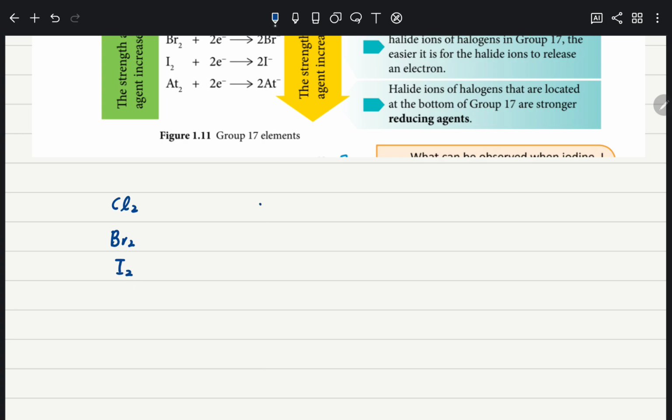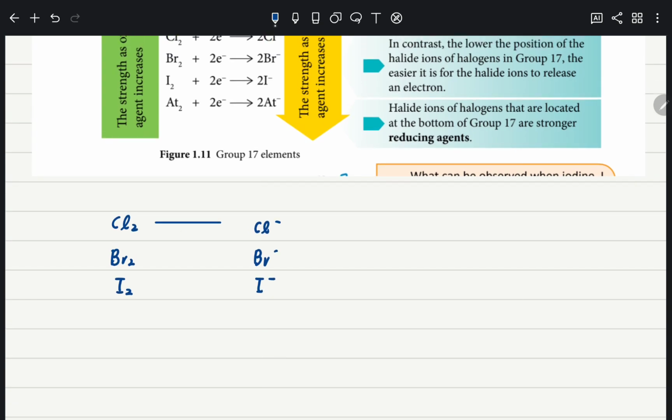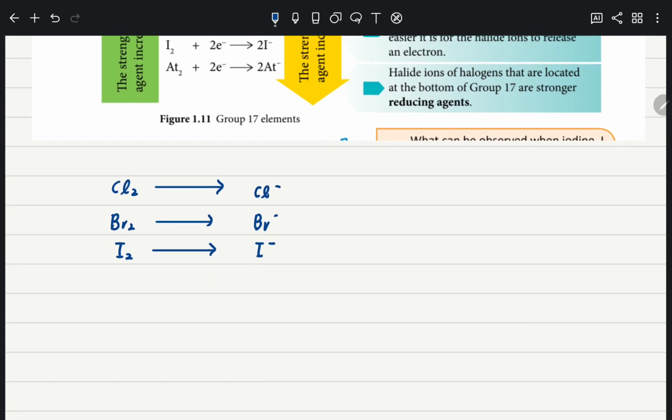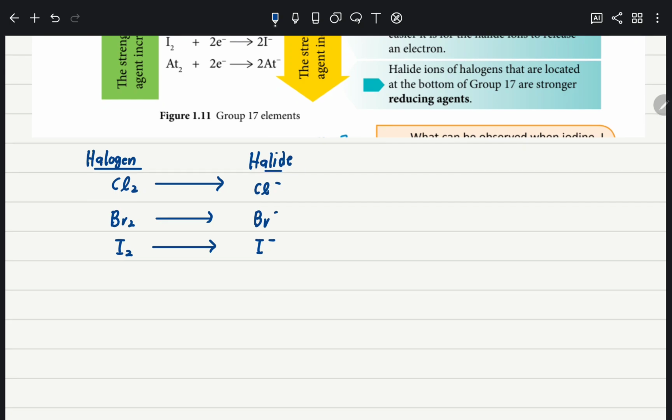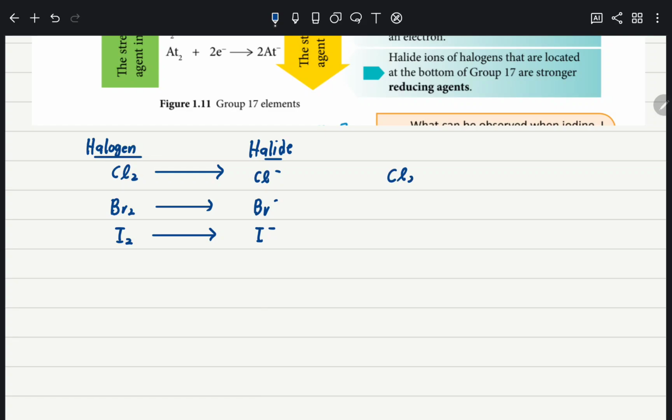So now I write again: chlorine, bromine, iodine. This side: chloride, bromide, iodide. Let's say I have a displacement reaction. Wait, I write like this. I have a displacement reaction. This is my halogen, which needs to be explained in more detail. This is my halogen. This one is my halide. Correct? So you see my halogen. My halogen is Cl2. Correct? I take my halogen Cl2.